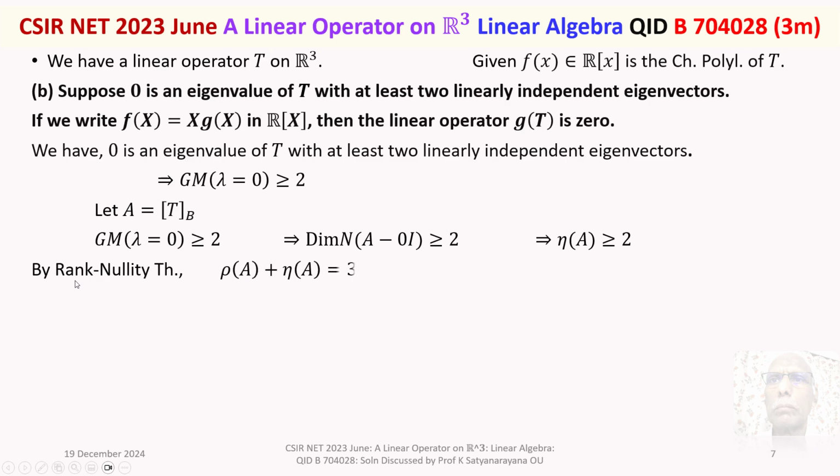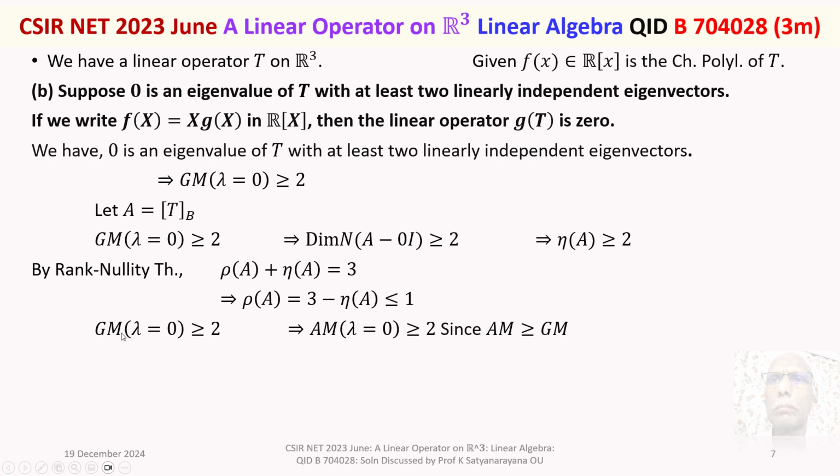Now recall the rank-nullity theorem. Rank of A plus nullity of A is equal to 3, right, because it is from R cube to R cube. It is a 3 by 3 matrix. The number of rows and number of columns are 3. This implies rank of A is 3 minus nullity of A. Because nullity of A is greater than or equal to 2, 3 minus nullity of A is less than or equal to 1. So rank of A is less than or equal to 1. Bear in mind.